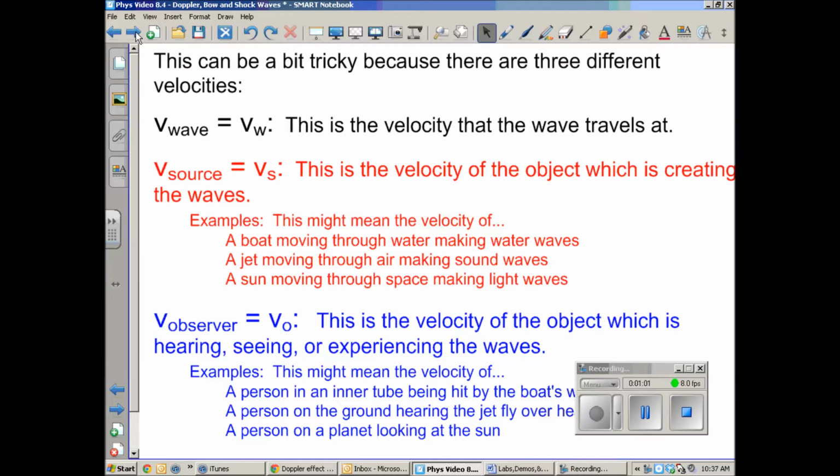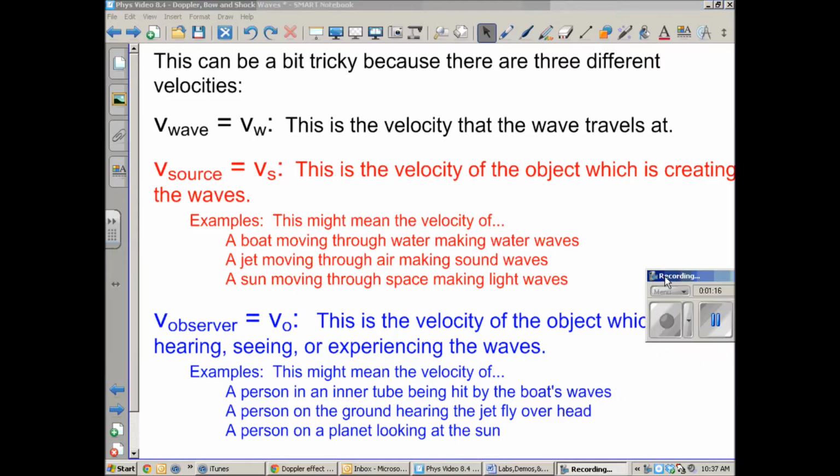All right. When a jet flies through the air, it makes sound waves. And because the jet is moving, it's got a velocity. All right. A sun, for example, creates light waves. And the sun moves through the galaxy. And because the sun is moving, it has a velocity. All right. Now, there's also an observer. This is the person or thing that is hearing or seeing or experiencing the waves.